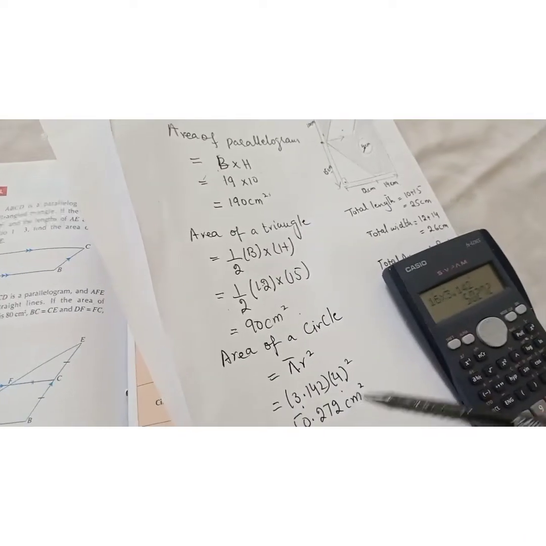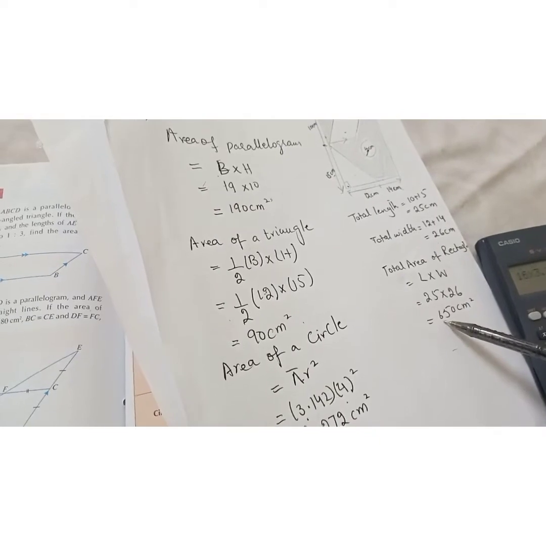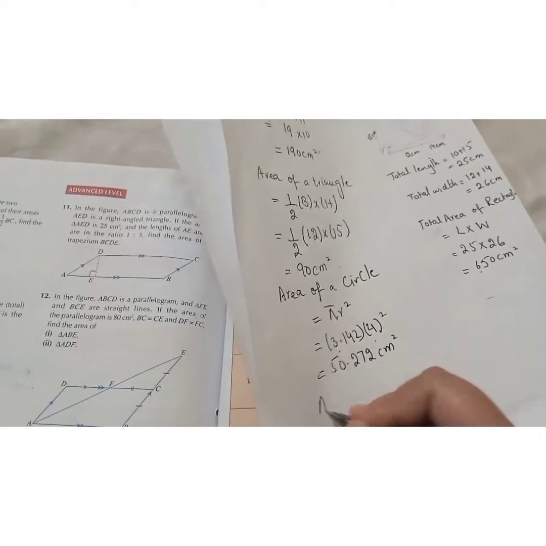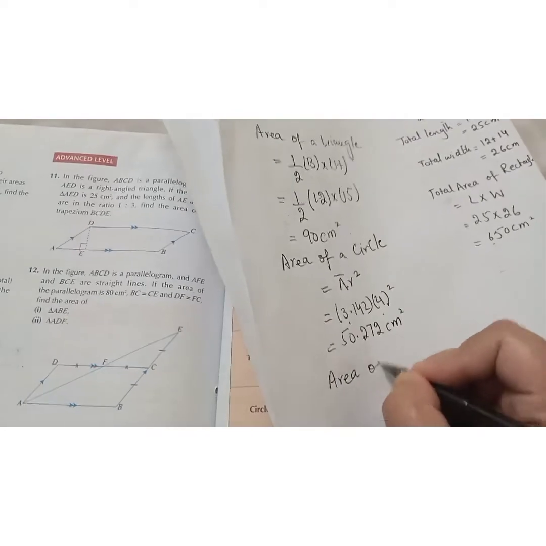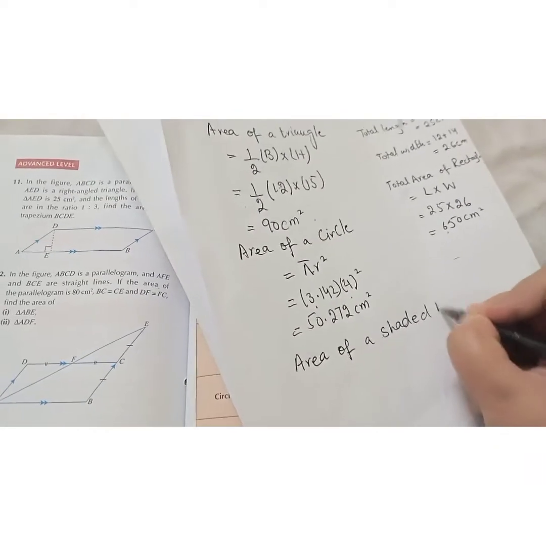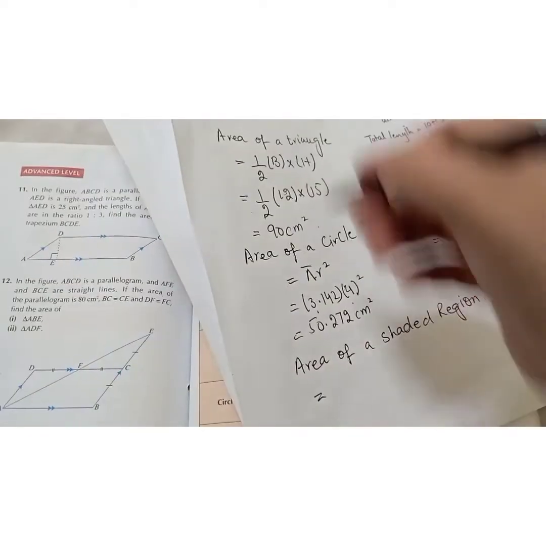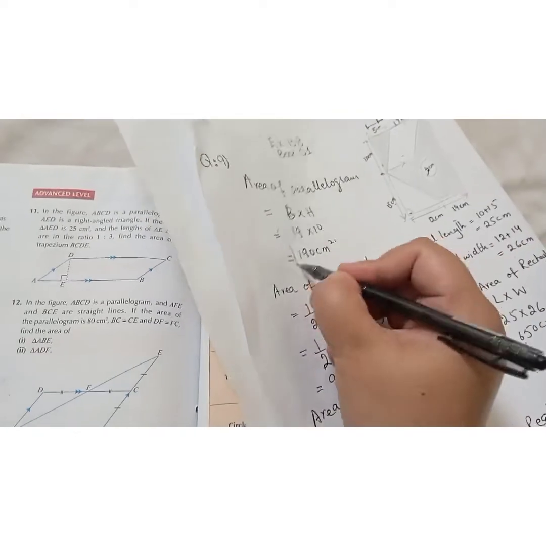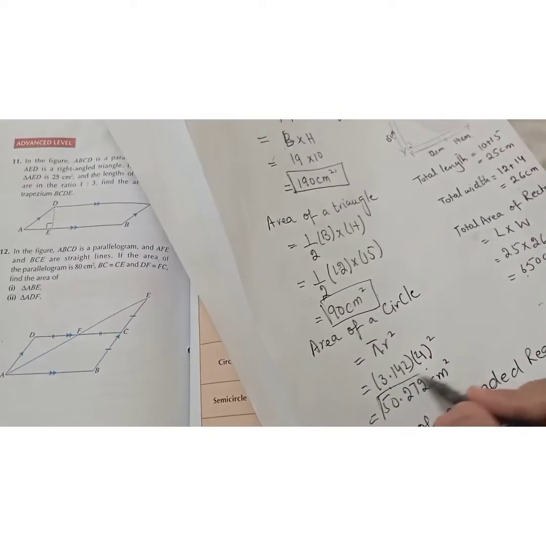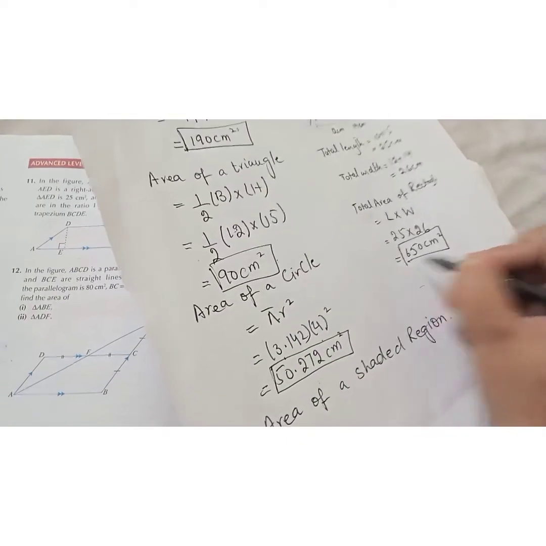Now the three areas we have calculated: 190 is the area of the parallelogram, the area of the triangle is 90 centimeter square, and the area of the circle is this. Now let's subtract all these areas from the total area of the rectangle, which is 650 centimeters square. So I'll write area of a shaded region. I have to subtract all these areas which I have calculated, this 190, this 90, and this 50.272 from the total, that is 650.